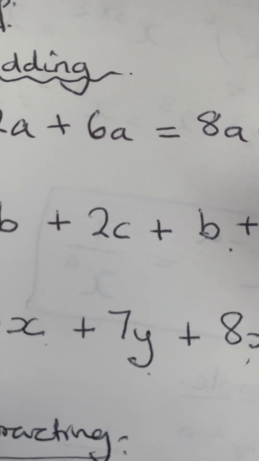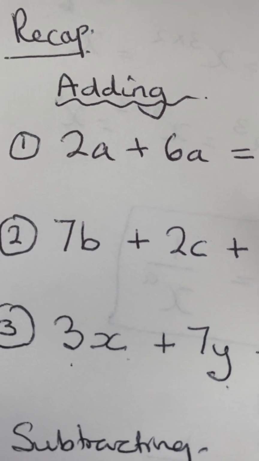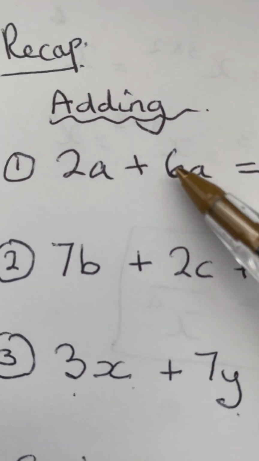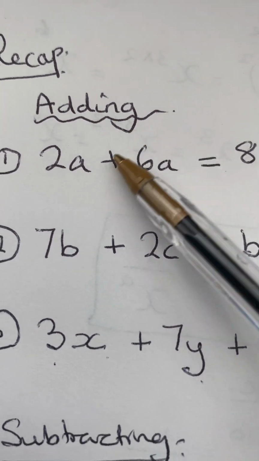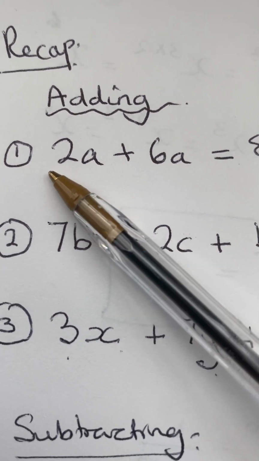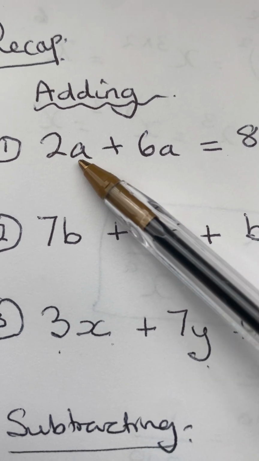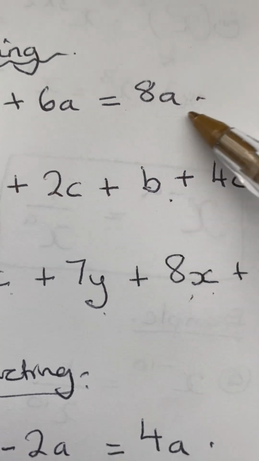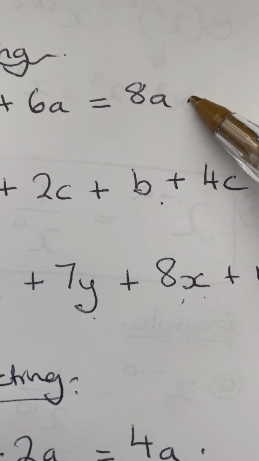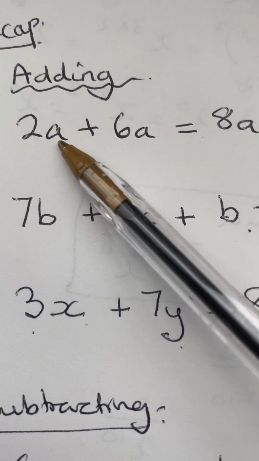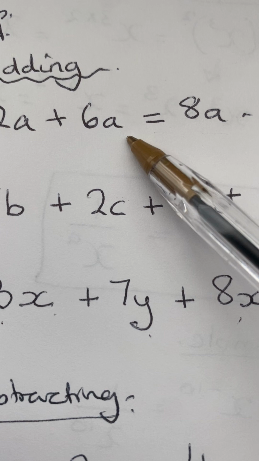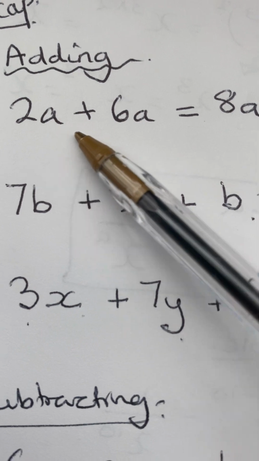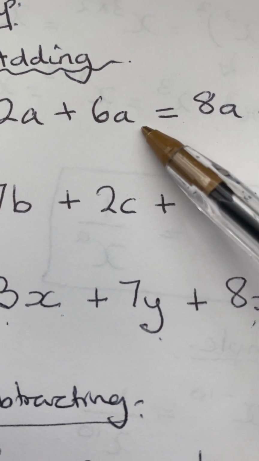So after saying all that, I'm going to recap what we've learned so far. I'm going to start with a recap. In adding, this is our first example: 2a add 6a is 8a. That is straightforward. We did it in our first lesson. I said like 2 apples add 6 apples, it will always be an apple. They are like variables.